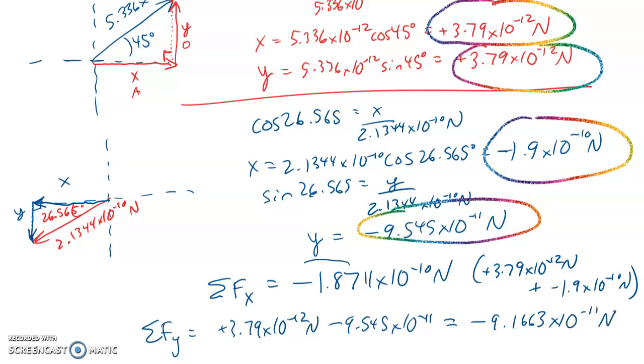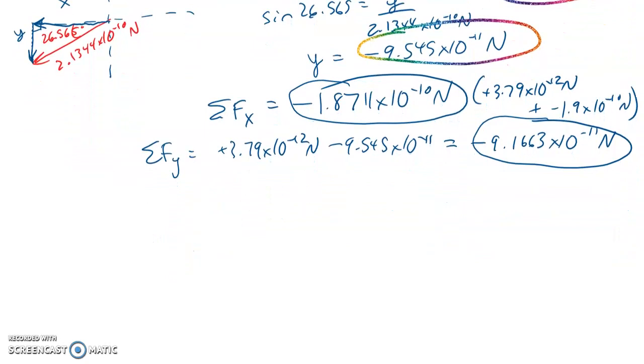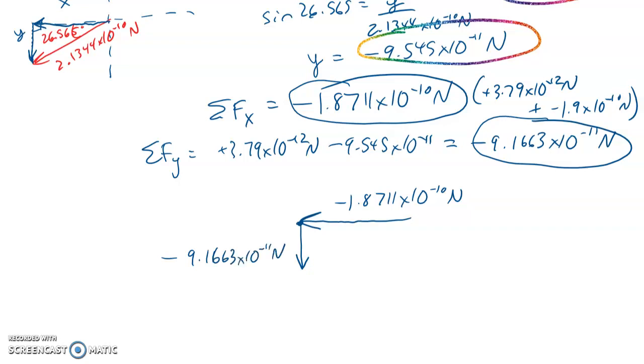So what we have here is the total x component, and this is the total y component. Now we have to put those together. I like to draw them. So drawing the x, I'm going to draw it in the negative direction. So negative 1.8711 times 10 to the negative 10 newtons. And then from the tip of that, I need to draw the y. It's smaller, so maybe something like this, negative 9.1663 times 10 to the negative 11 newtons. So what we're looking for, the answer, will start here, it'll end there.